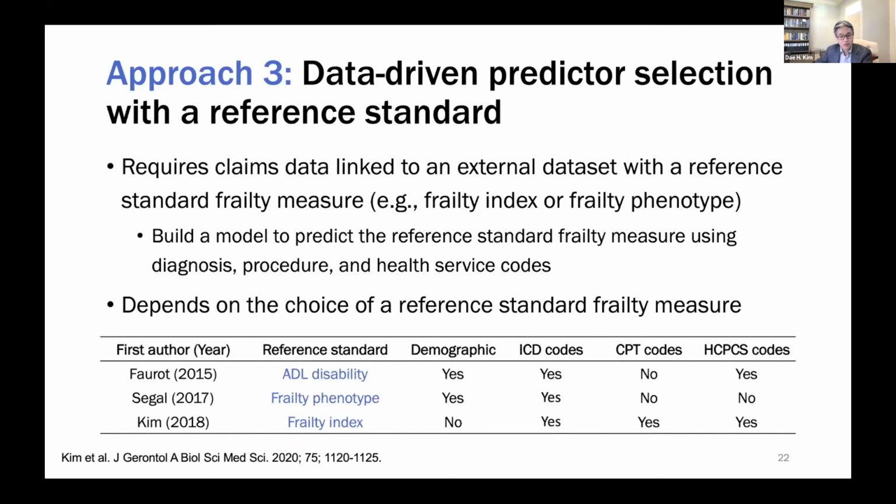And here are some examples of claims-based frailty indices that were developed using different reference standard measures, such as ADL disability, frailty phenotype, and frailty index. And then the list of predictors are shown on the table.